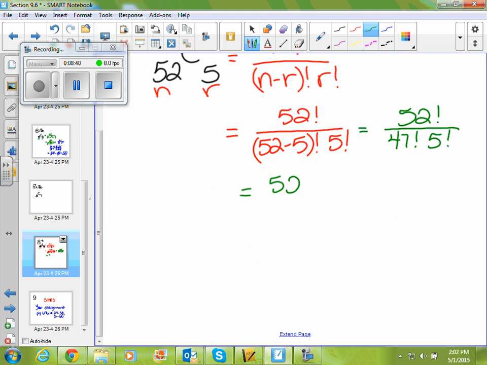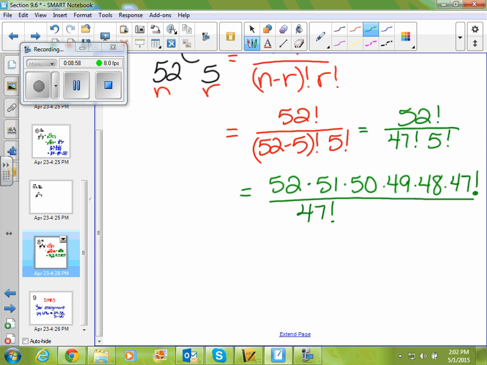And so if I go to simplify, 52 times 51 times 50 times 49 times 48 times 47 factorial. I'm going to stop there because I know that I have a 47 factorial in my denominator, so that I can cancel them. And then 5 factorial is 5 times 4 times 3 times 2 times 1. So my 47 factorial and my 47 factorial cancel. And so if I simplify my numerator, 52 times 51 times 50 times 49 times 48, what am I going to get?